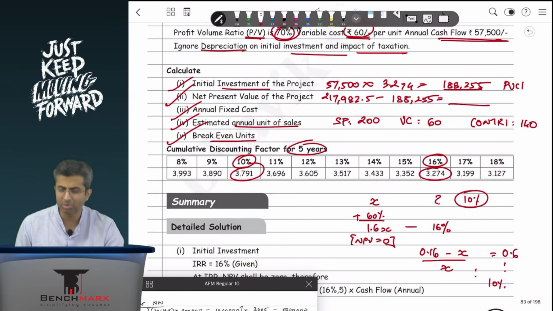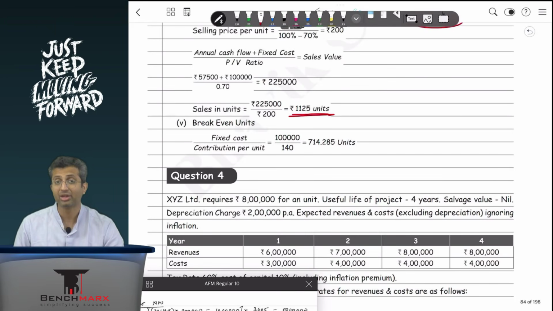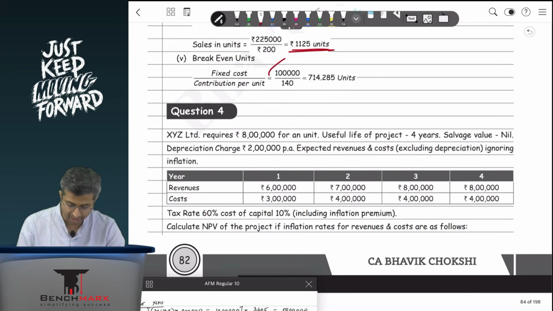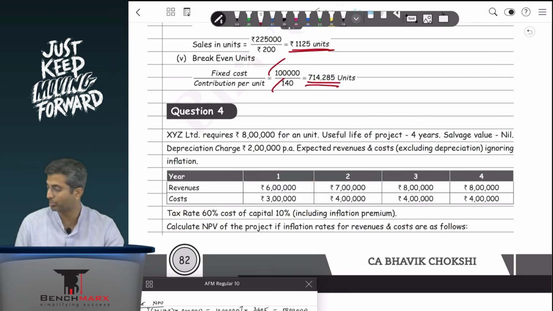Acha, what do you mean by break even? The number of units that you should make to cover the fixed cost. Well, 1 unit will earn 140 rupees. So how many units do you need? 1 lakh, which is your annual fixed cost, divided by 140 per unit, you need around 714.285 units.